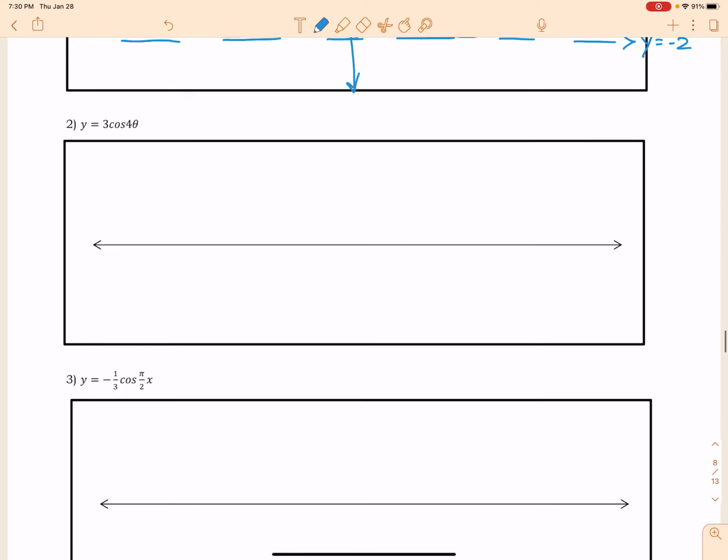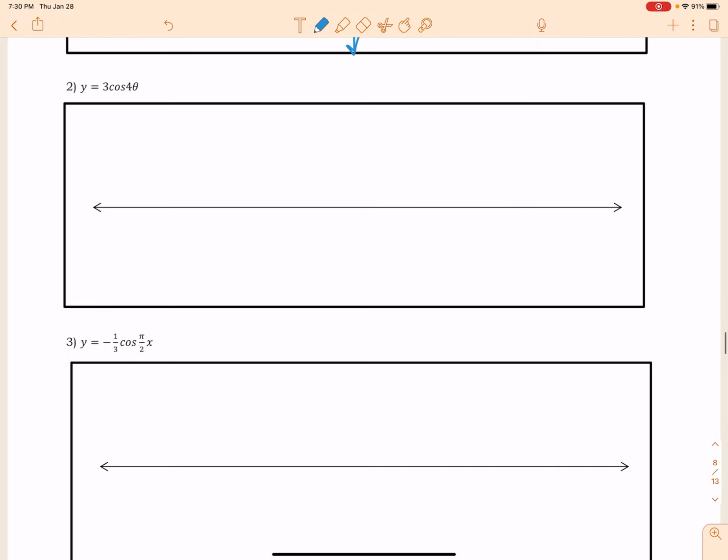Okay, so the next example, we have 3 cosine 4 theta. So the amplitude is going to be 3. The period this time is going to be 360 divided by 4. So that, of course, is 90 degrees. And then, of course, we're in theta, so that's going to be degrees.